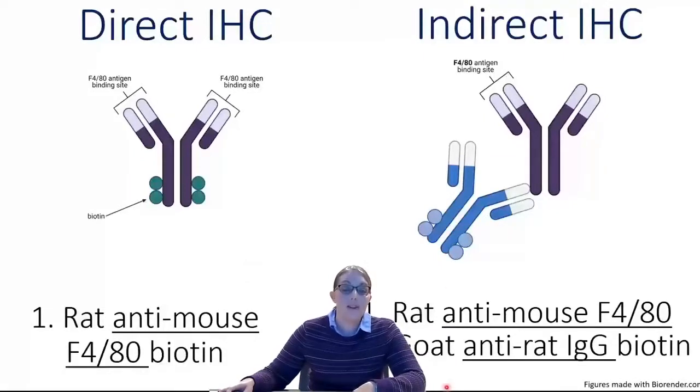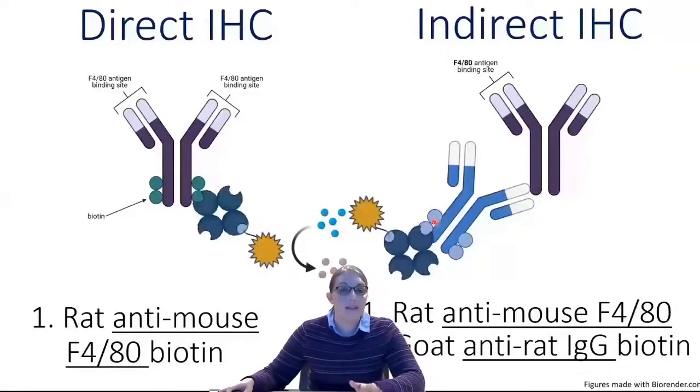Hopefully, you realize that because both the antibodies have biotin, we still do the streptavidin and horseradish peroxidase and DAB step for both of these. And I hope that this makes direct and indirect IHC a bit clearer for you.